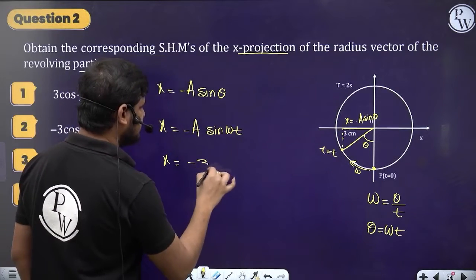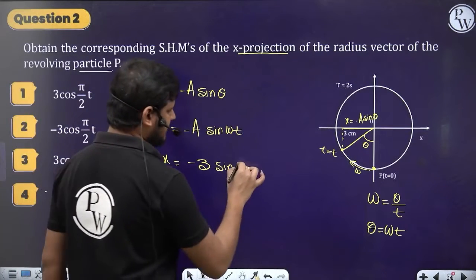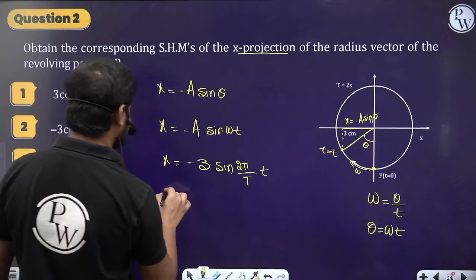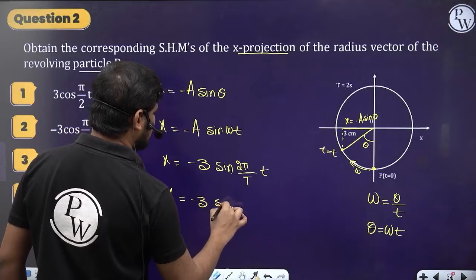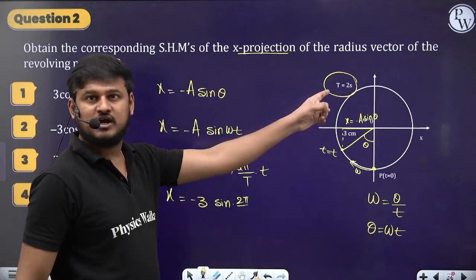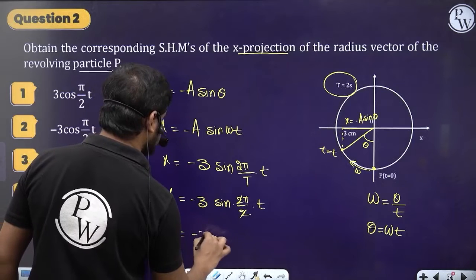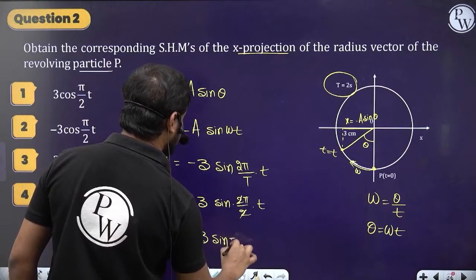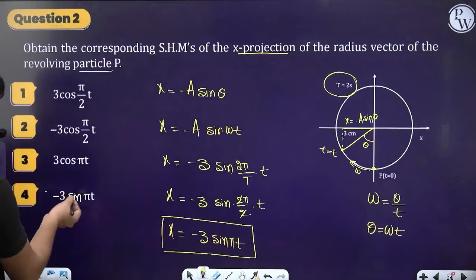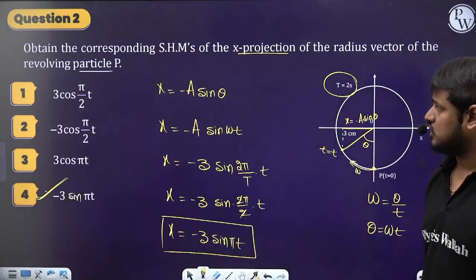So minus 3 sin. Let's do one thing: I am writing omega as 2 pi by T, into t. The time period is given as 2 seconds. Hope you are able to see that. Here 2 into the time t, the 2s cancel. So x equals minus 3 sin pi t. Check for this option: x equals minus 3 sin pi t. Option 4 is the correct one, guys. Understood?